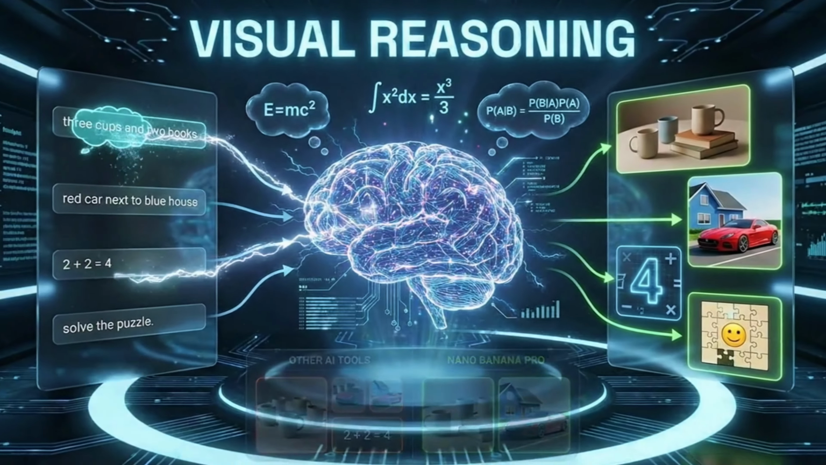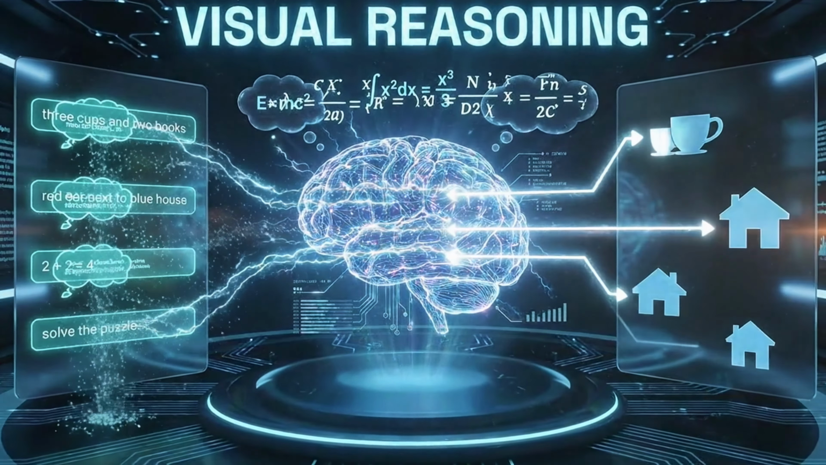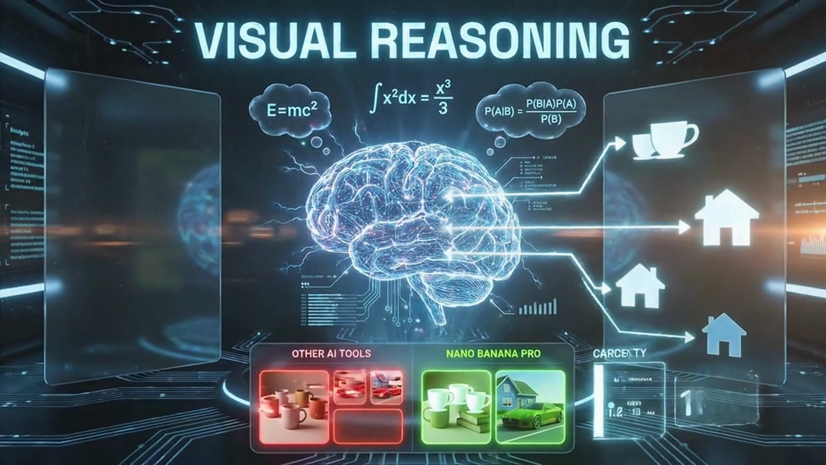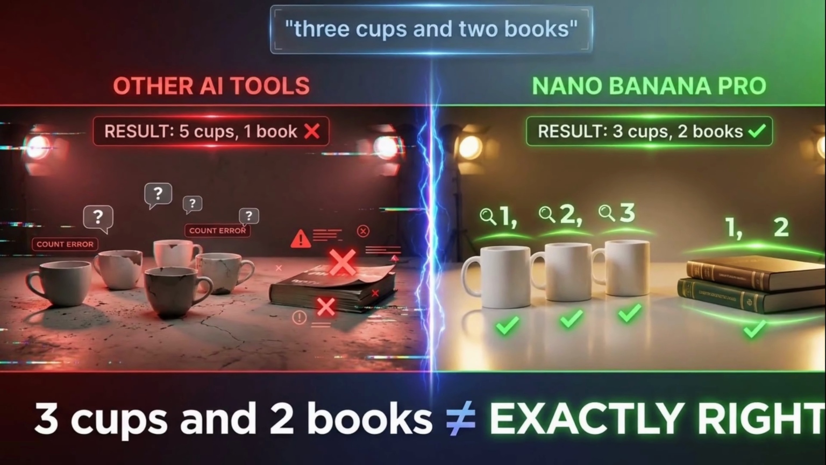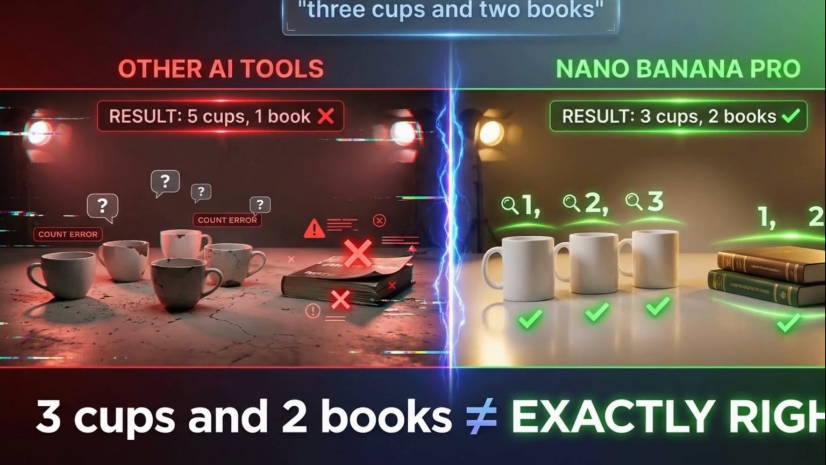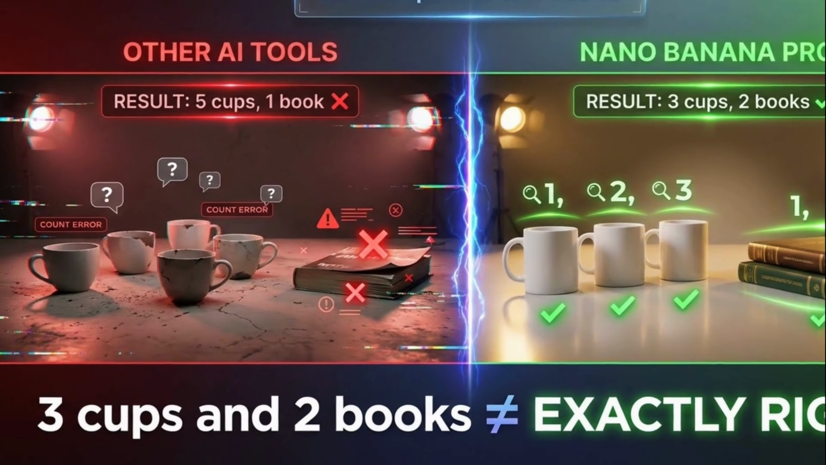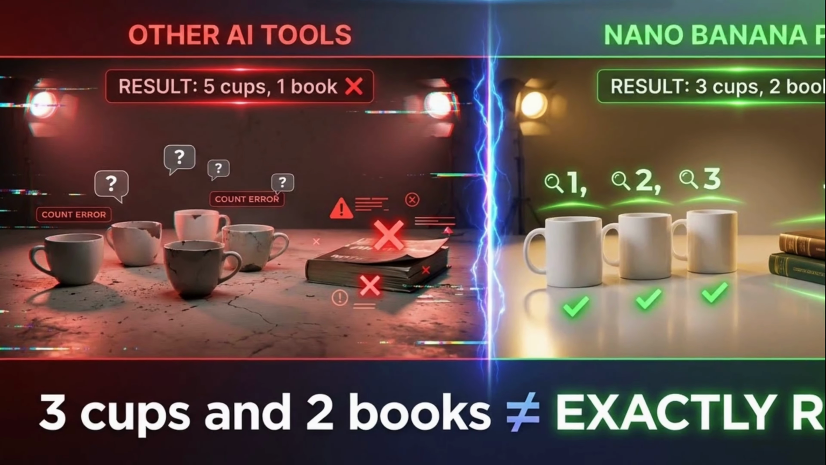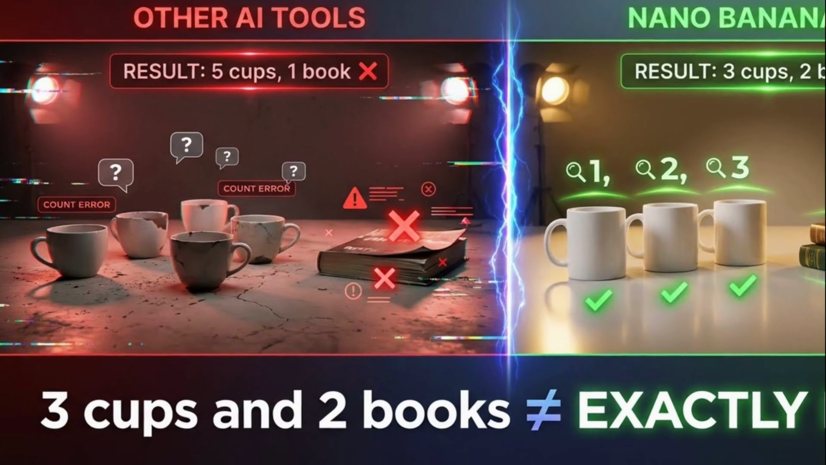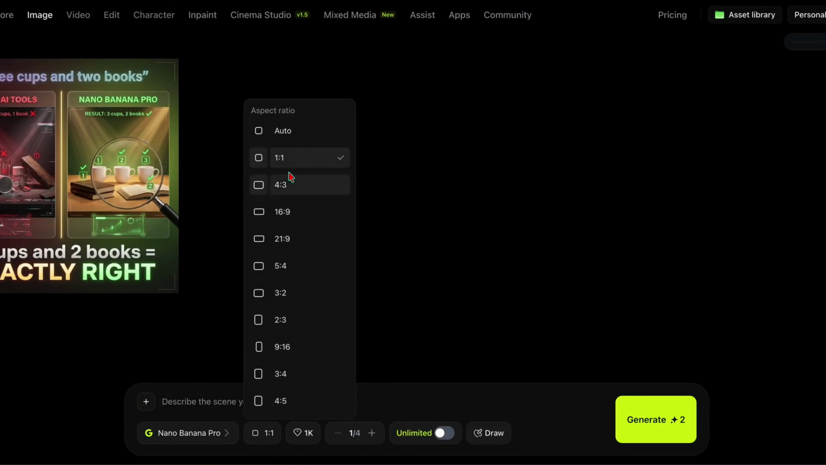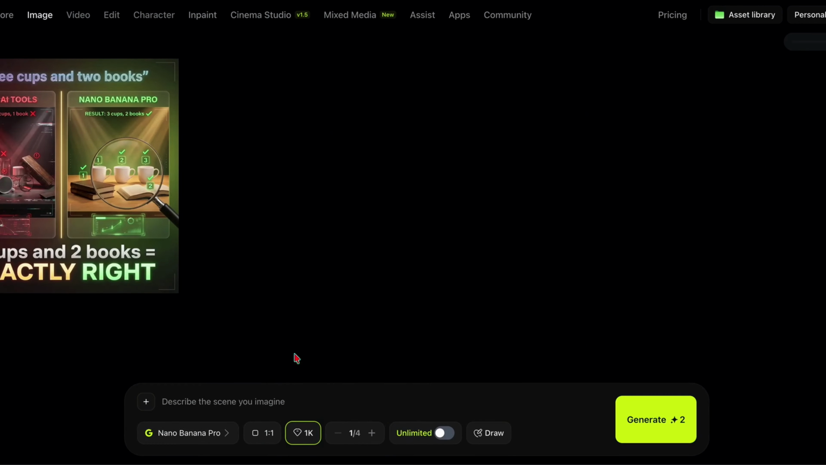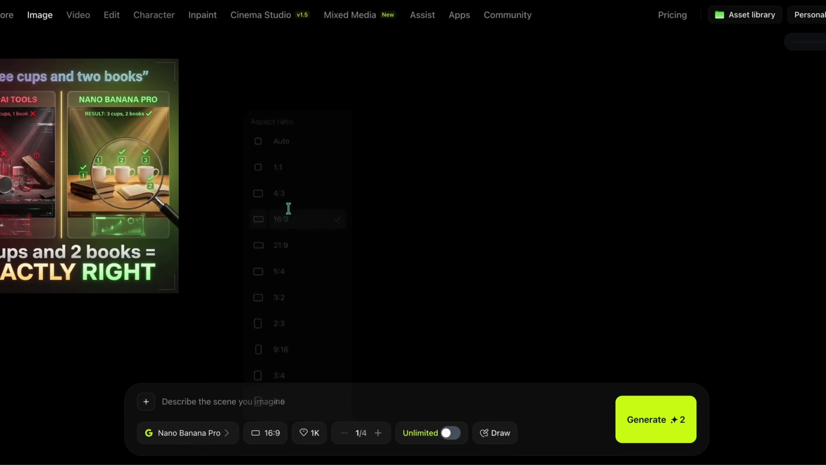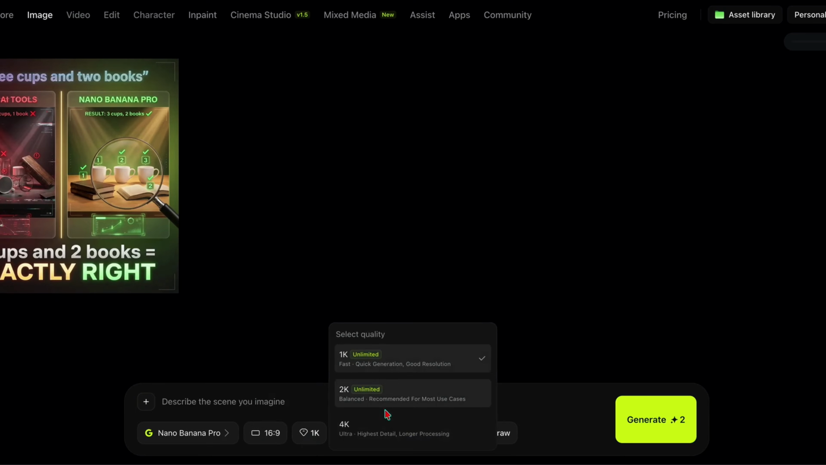But that's not even the best part. This model has what they call visual reasoning. It actually understands what you're asking for before it generates. So if you type 3 cups and 2 books, you're actually going to get 3 cups and 2 books. Not 5 cups, not 1 book. It counts correctly and it handles equations and diagrams with logical structure. Plus you can generate in 1K, 2K, or even 4K resolution, and upscale lower res images to crisp 4K quality. For anyone doing product shots, thumbnails, or marketing materials, this is an absolute game changer.